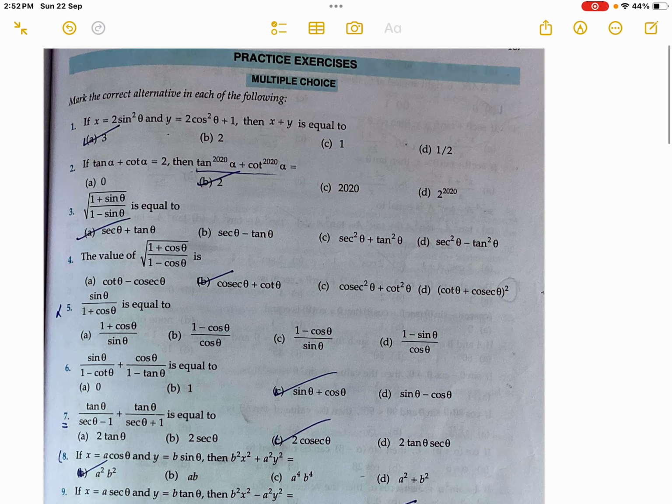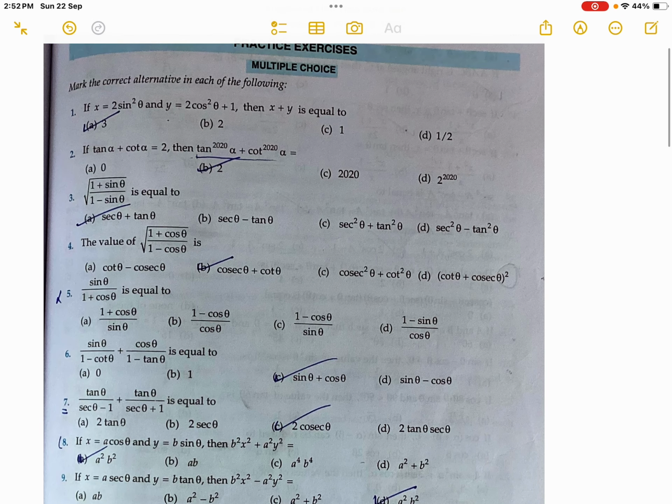So the right answer is 2. Likewise, question number 3. I am given the square root of (1 plus sine theta) divided by (1 minus sine theta), and I have to find its value. The options are before you.